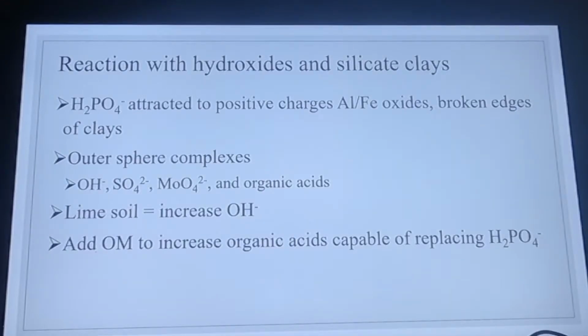So this is why those three sources of pH dependent charge are important, because that's where we're holding on to our phosphorus: those aluminum and iron oxides and the broken edges of clays. We can have some outer sphere complexes. And y'all remember, have I discussed what the difference between those is? Inner sphere and outer sphere? I think I went over that Wednesday.